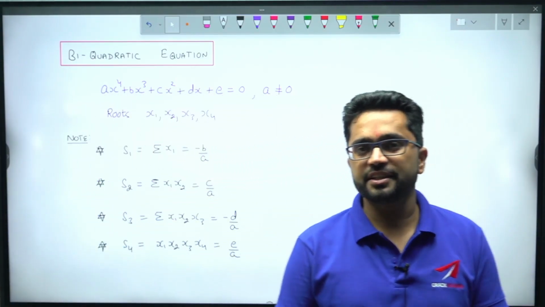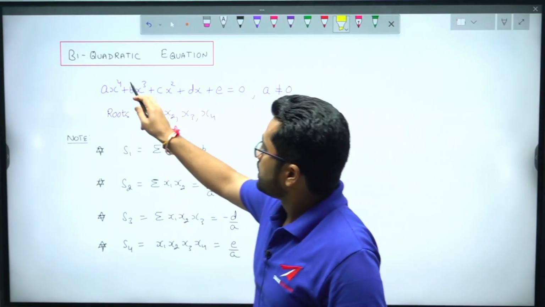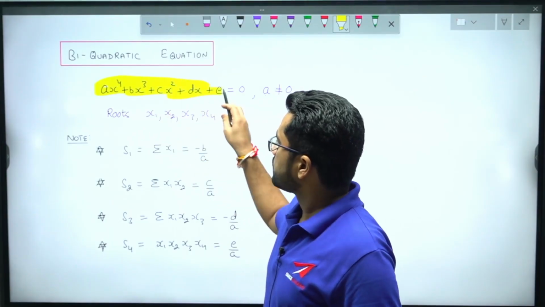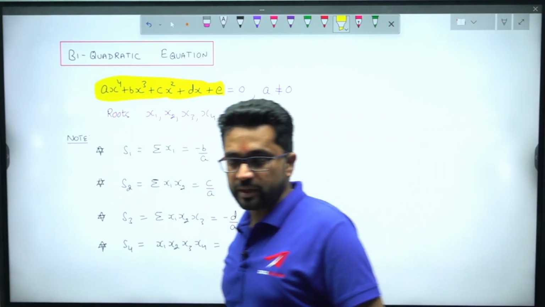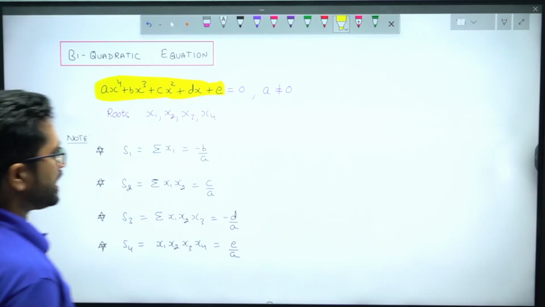Okay, highest degree is what? 4. So as you can see in this particular case, the left hand side is a 4-degree polynomial, a biquadratic polynomial. Equated with 0, it comes out to be a biquadratic equation.